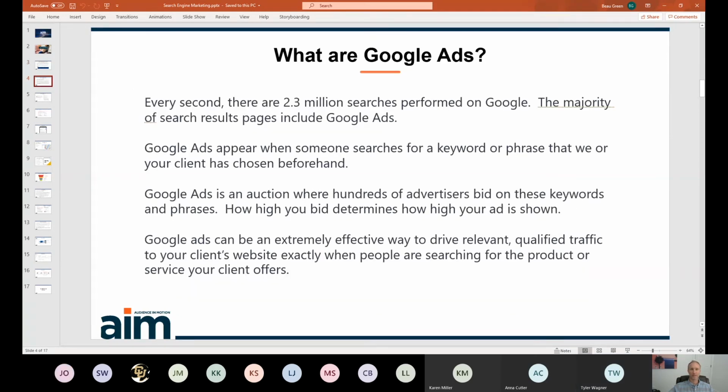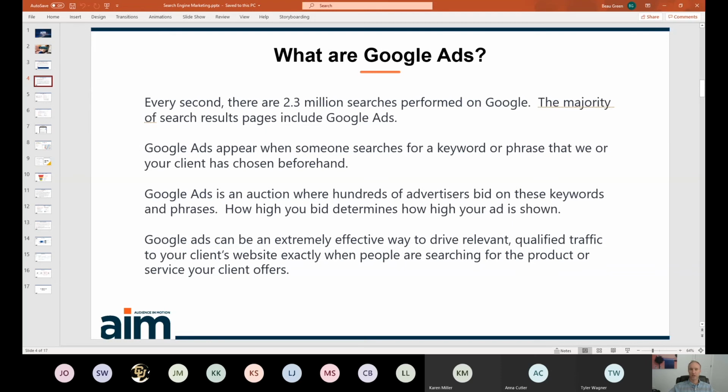So what are Google Ads? Every second, there are 2.3 million searches performed on Google, and the majority of these search results include a Google ad. Not all of them, so keep that in mind. Not every single phrase that you search for on Google is going to include a Google ad, but most of them do. Google Ads appear when someone searches for a keyword or phrase that we or your client wants to bid on and that we choose beforehand.